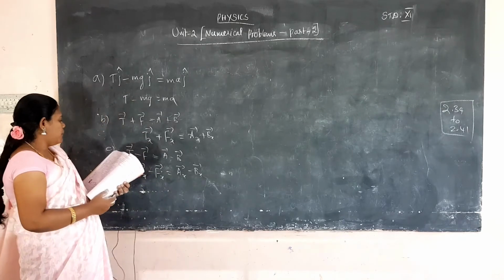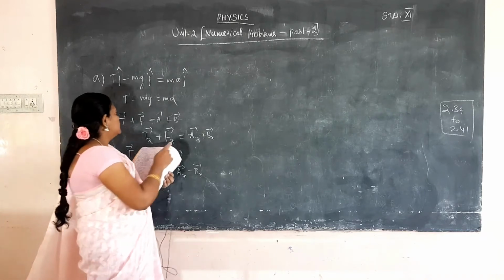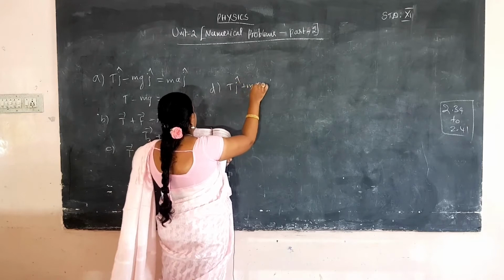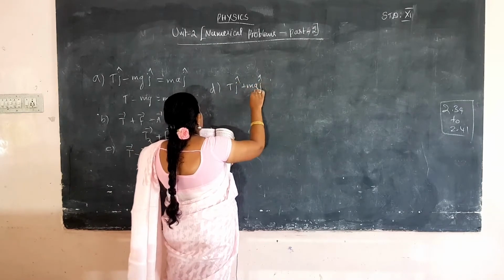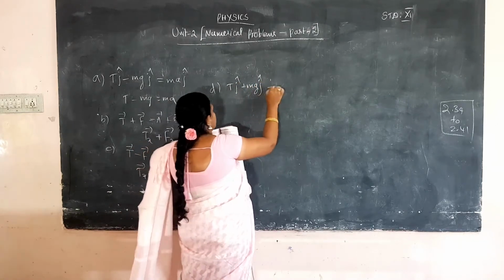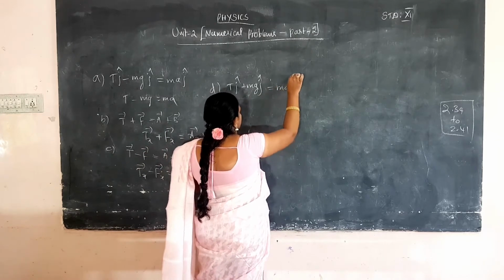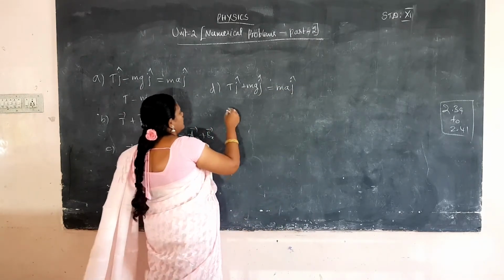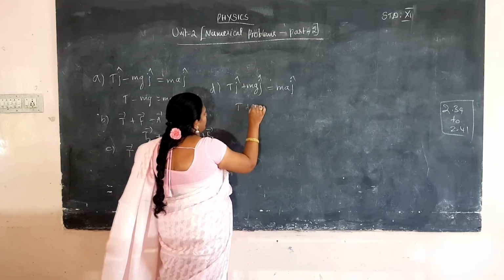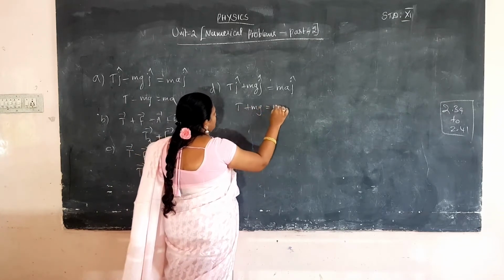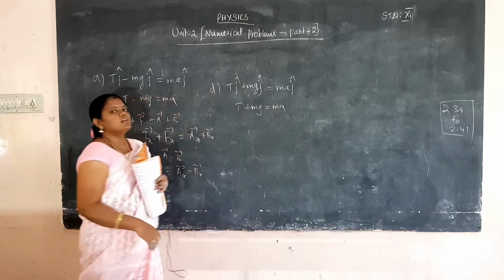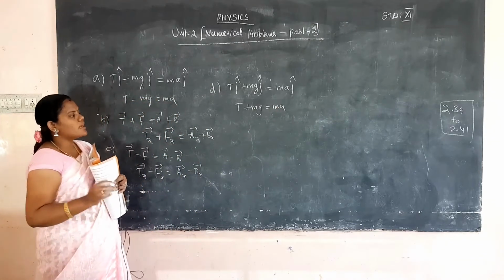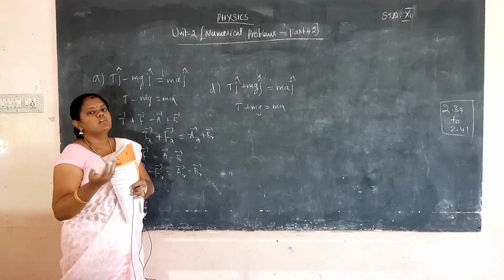And D: T j cap plus mg j cap is equal to ma j cap. In this equation, you have to remove all the i, j. So T plus mg is equal to ma. Just mention only the components, not the unit vectors. This is comparing the components of vectors.